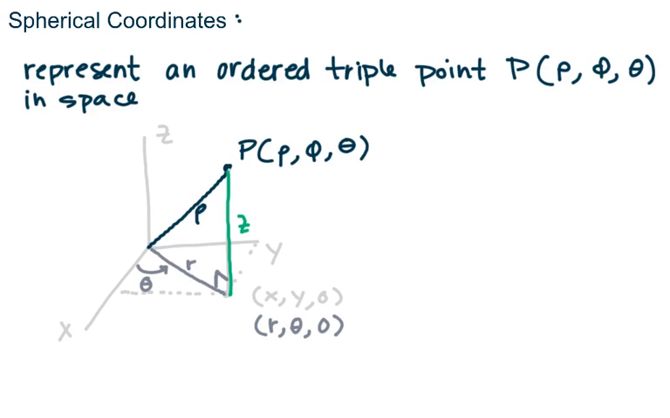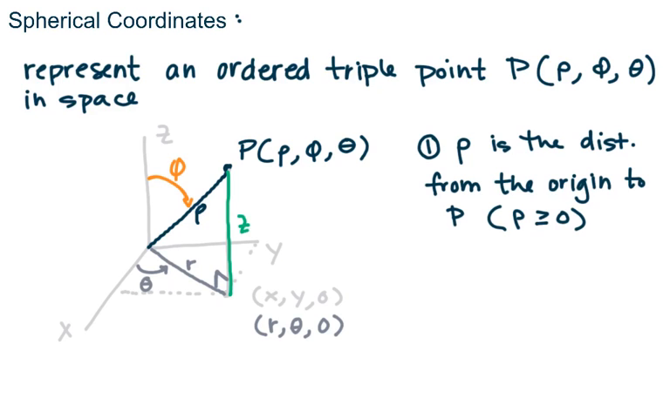So we have visualized where theta and rho come from, but where does this phi value come from? Phi is an angle rotation off of z. So rho represents the distance from the origin, this point here, we could call that O, but from O to P, our ordered triple in space. Rho is always going to be a greater than or equal to 0 value. So it's always going to be a positive or 0 value.